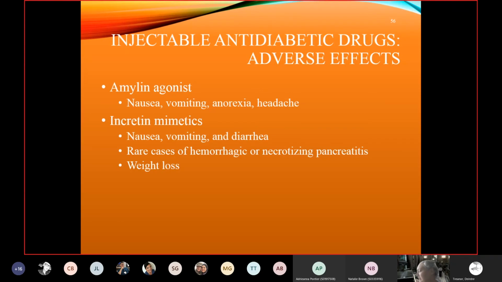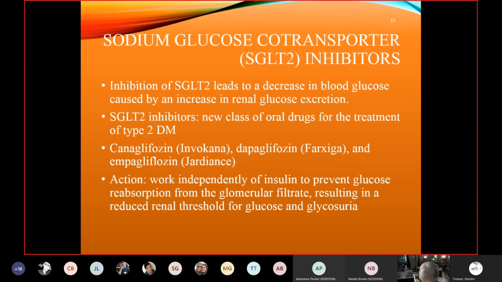Also with the incretin mimetics, patients can experience about 5 to 10 pounds of weight loss. Sodium glucose cotransporters, SGLT2 inhibitors, inhibit SGLT2, leads to decrease in glucose. SGLTs transport sodium and glucose into cells using the sodium potassium pumps, and that's 90% of glucose reabsorption. So inhibition of SGLT2 decreases blood glucose because there's an increase in renal glucose excretion. So the kidneys are excreting more.